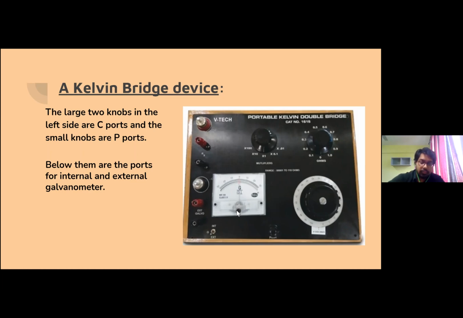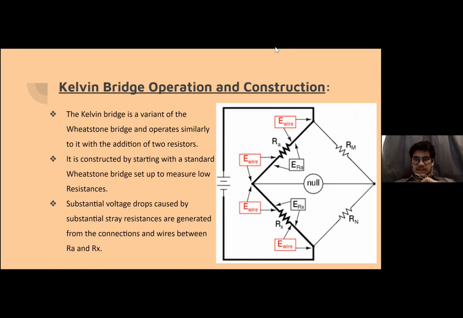Thank you. All right, now I'll be taking over from Tanzim. Next slide, please. The Kelvin bridge, which is used to measure very low resistances and is a variant of the Wheatstone bridge, operating similarly to it, but using two additional resistors.